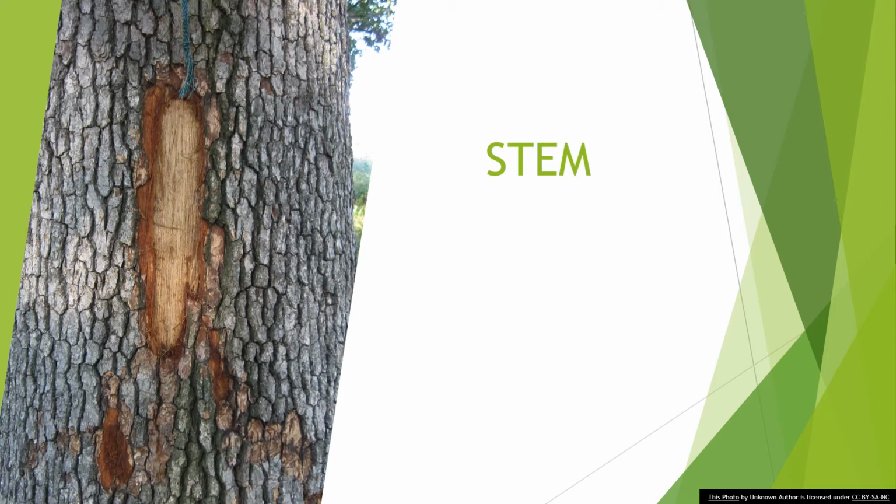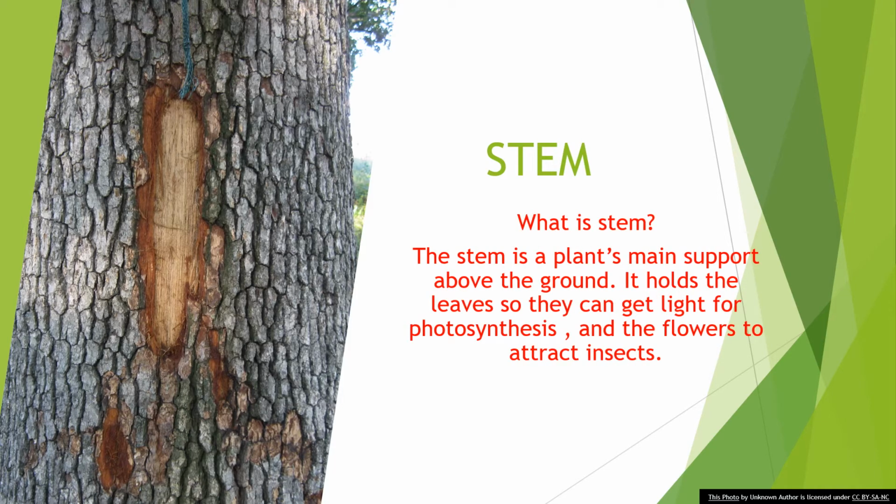So before going into detail of this topic, I want to ask you a question: what is stem? Alright, here comes the answer. The stem is a plant's main support above the ground. It holds the leaves so they can get light for photosynthesis and the flowers to attract insects. I hope everyone is clear. Now, do you know what is inside the stem?